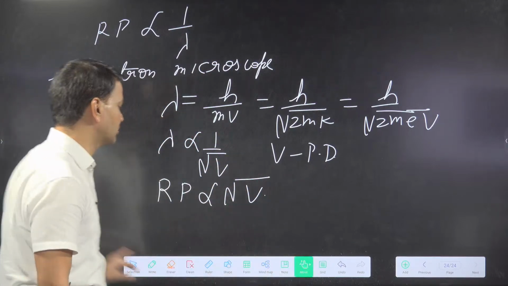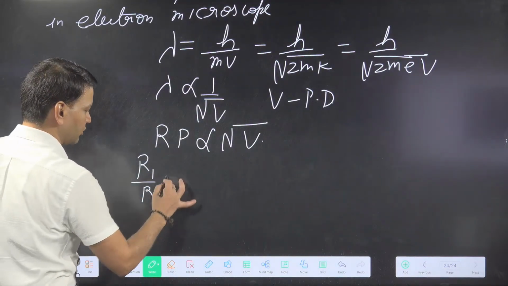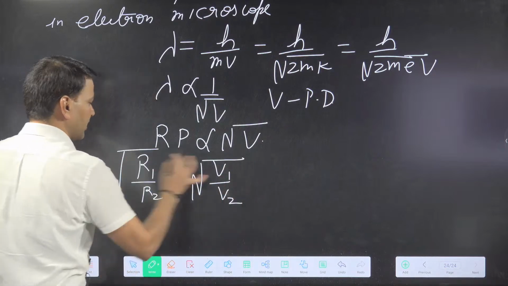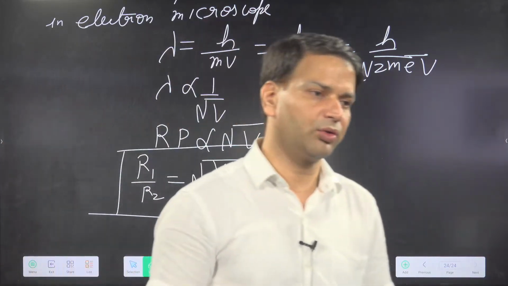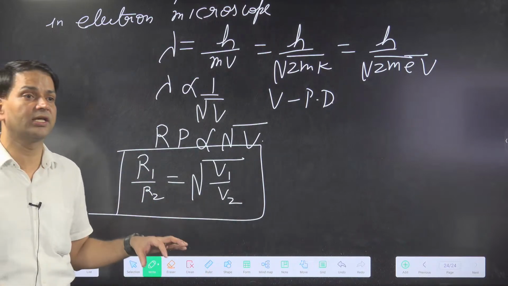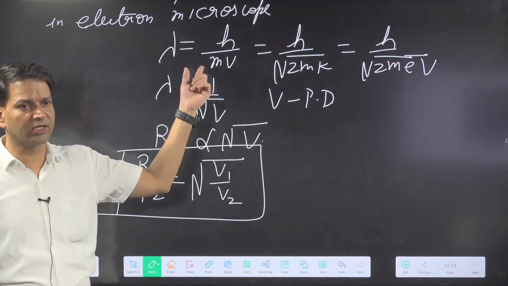Then we can directly use R1 by R2. R1 by R2 is equal to under root of V1 by V2. This relation is important. Resolving power is inversely proportional to lambda. Otherwise, they can give two different wavelengths and directly ask what is the ratio of the resolving power. Or if they are giving the potential difference, we will relate with the de Broglie.